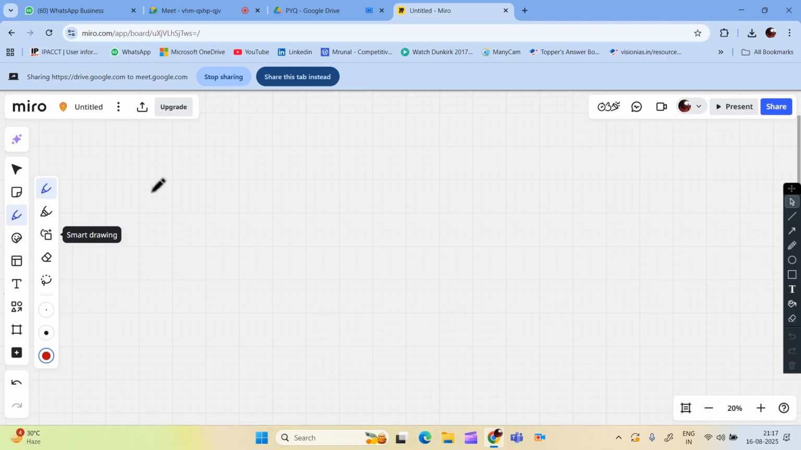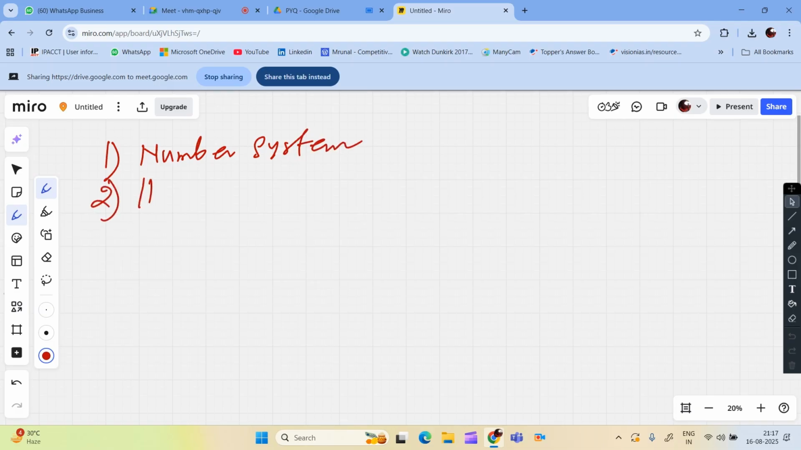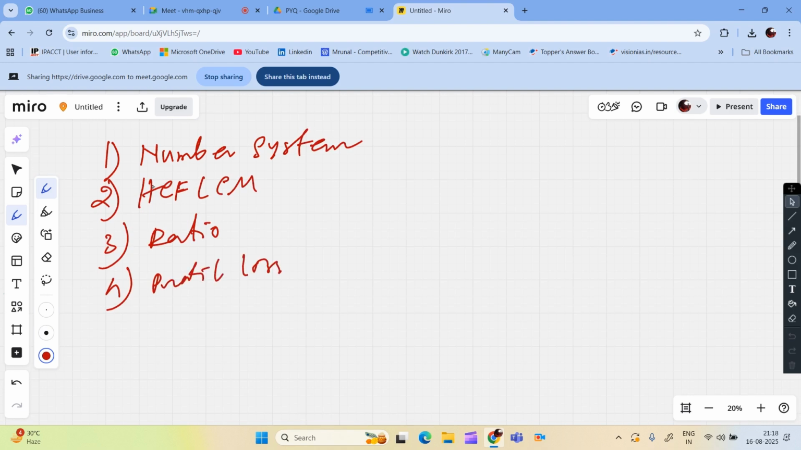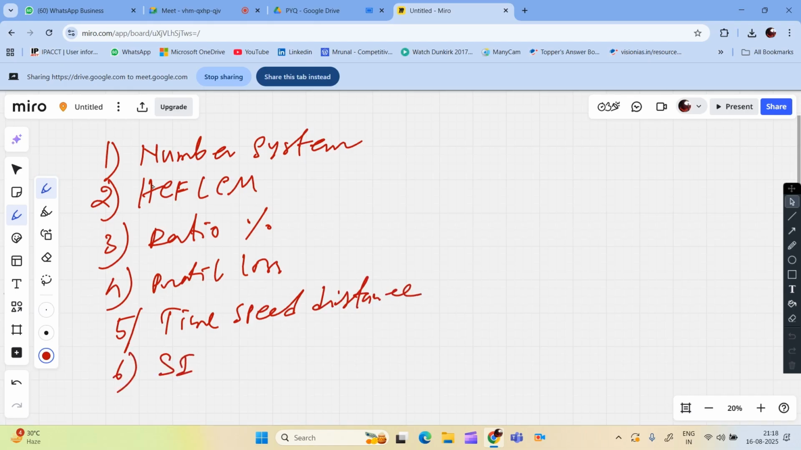First, you need to understand the number system. As you know, in number system we have everything, HCF, LCM and everything. HCF, LCM, ratio would be there, profit loss would be there, ratio and percentage would be there, profit loss would be there, time speed distance would be there, SI CI, simple interest, compound interest would be there.